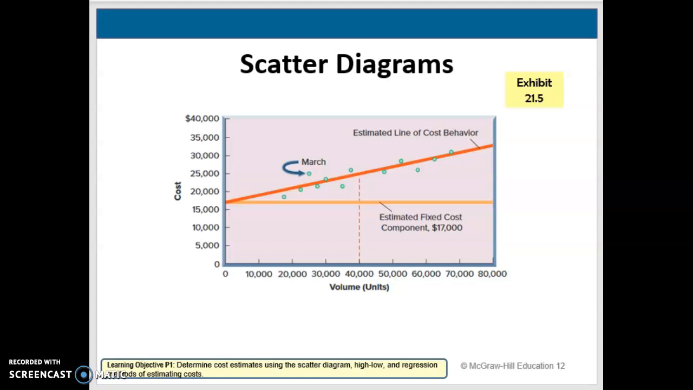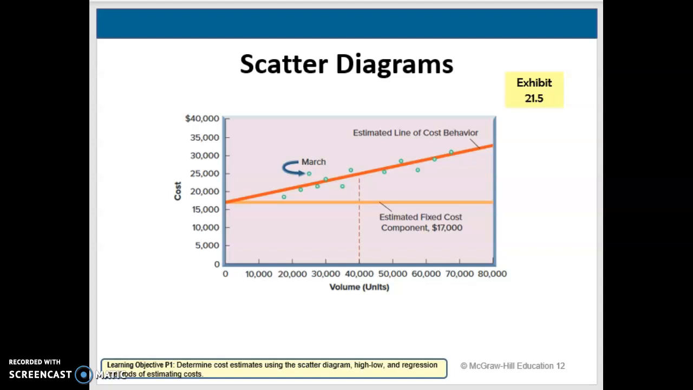Excel does it really easily. We're not going to get into the detail of that, but just so you know, you can do a scatter diagram very easily in Excel. The line drawn on the graph intersects the vertical axis at approximately 16,000. So that's our fixed cost, right? Well, this is actually 17,000. So our fixed cost is 17,000.